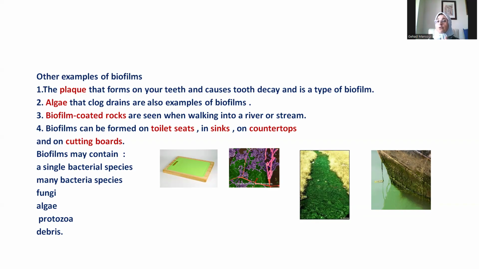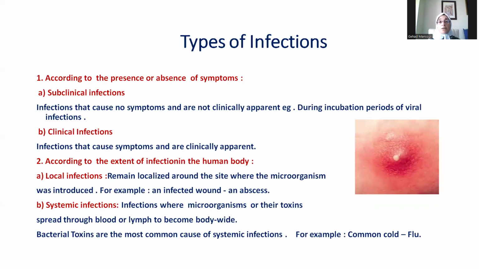What kind of organisms are present in the biofilms? We have plenty of organisms. We might have fungal organisms, algal organisms, protozoans, and we might have, of course, food debris if we're talking about biofilms in the mouth cavity, for example. And now we move on to the types of infections. We can classify infections into two types. If you classify them according to the presence or absence of apparent symptoms, then you will divide them into clinical and subclinical. What is subclinical?